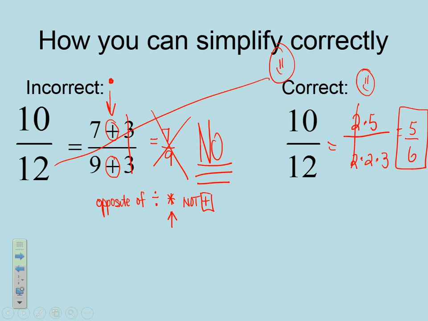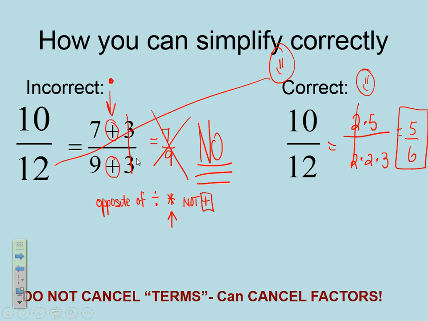So you cannot cancel things that are being added. You can only cancel things that are being multiplied. That's a really big idea. So do not cancel terms. You have to cancel factors. Terms have plus and minus signs between them. Factors all have a multiplication sign, whichever way you want to write it, either a dot or a multiplication sign. And sometimes multiplication isn't there, so sometimes we have to put it there.